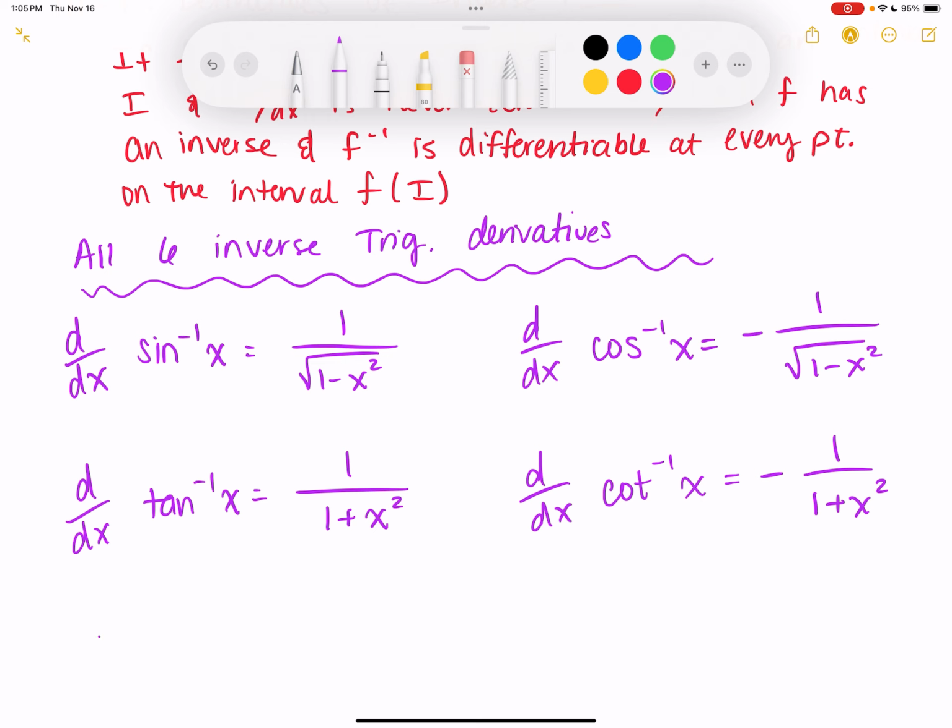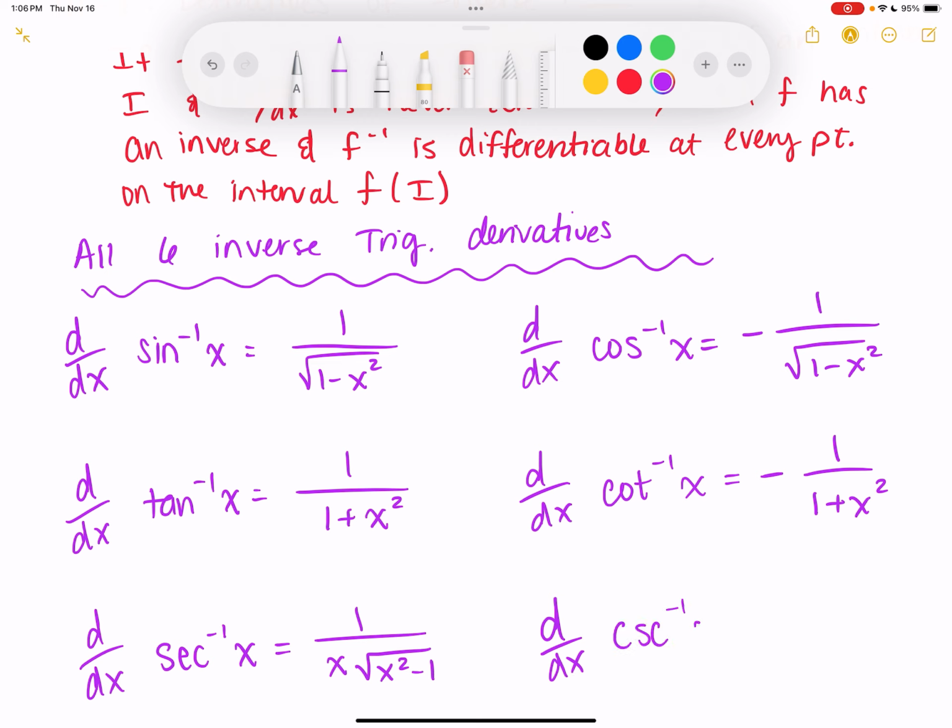And then d dx of secant, or inverse secant of x, is 1 over x times the square root of x squared minus 1. And d dx of the inverse cosecant is negative 1 over x square root of x squared minus 1. Bet you wouldn't have guessed that was going to be it, huh?